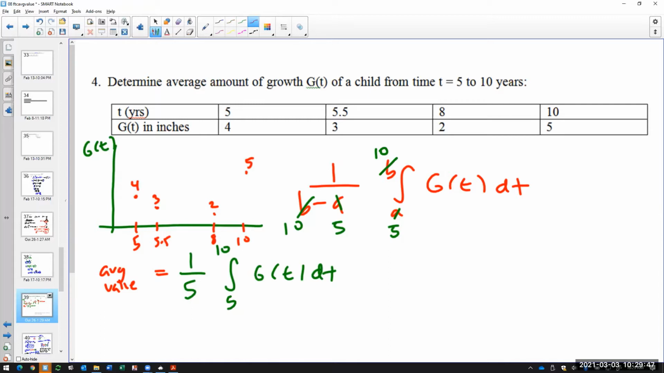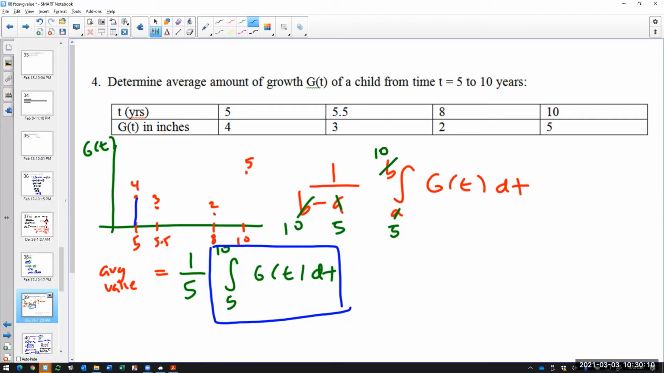So let me ask you, if this is a formula for average value, 1/5 is pretty easy. How do I figure out what this is? Yeah, it's a Riemann sum. Do you see, it's just the area under the curve. Isn't this the area under the G curve? I know it's not a curve, but I can estimate it.